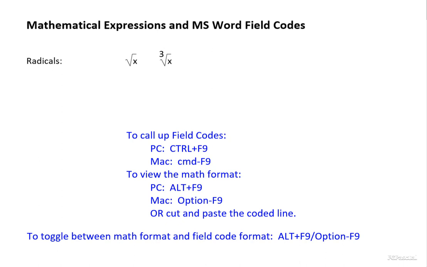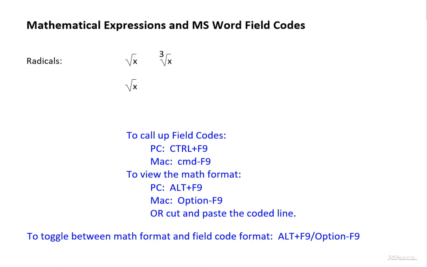For radicals, we call up the field code brackets, EQ space backslash, and then for radical, what should we use? What do you think? Well, R, of course. Open parenthesis. For the plain square root of x, just type x, then close the parentheses. Cut and paste, and there you go, square root of x.